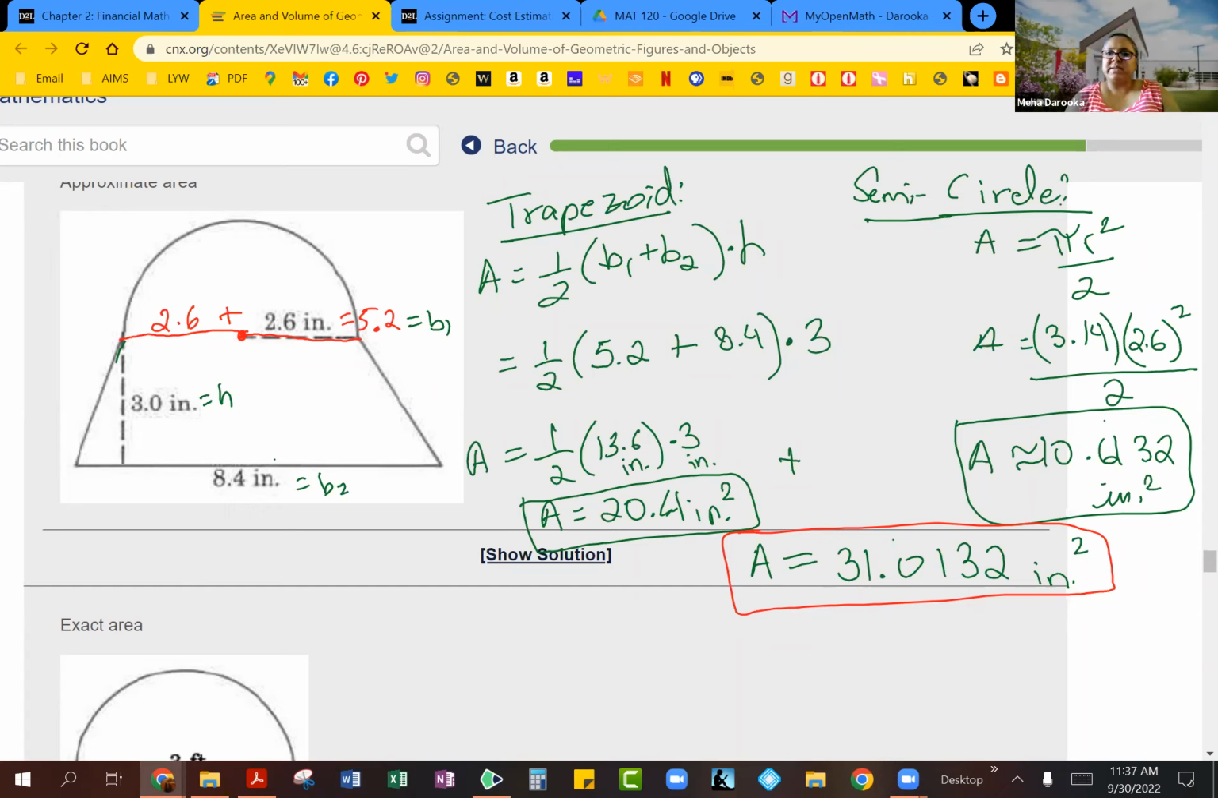So then you could see it was actually easier to think about this as: my bottom half of the figure is a trapezoid, the top half is a semicircle, so I can break it down into those two shapes and get my total area. So anyone have questions on this example here, guys? No, we're okay. All right, so let's save this.